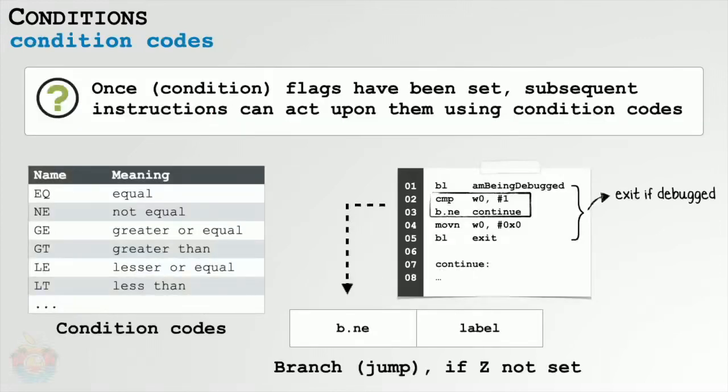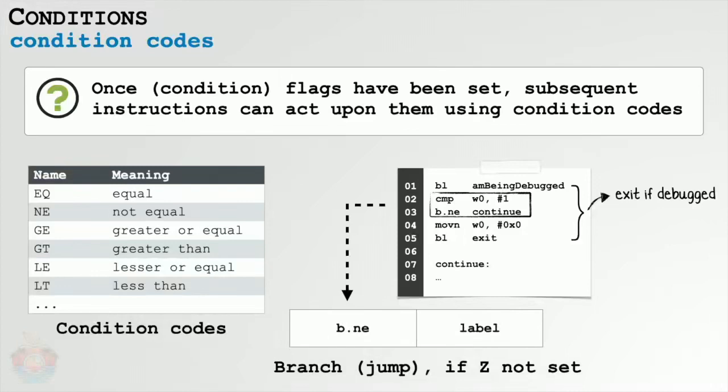Once these condition flags have been set, for example via the CMP or comparison instruction, subsequent instructions will act on these flags using something called condition codes. These codes can include things like equal, not equal, less than, greater, etc. So let's take a closer look at the example on the slide, which contains anti-debugging logic extracted from a malicious sample. The logic will cause the malware to exit prematurely if it detects a debugger.